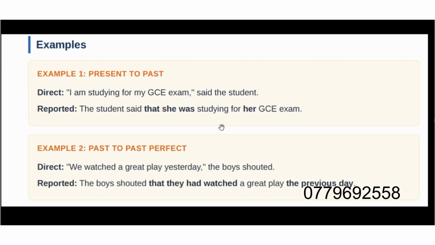So here are the examples. Here is what we were talking about. Example 1. Let's look at the present to past. A direct speech says, "I am studying for my GCE exam," said the student. Remember, this is a direct speech. In a direct speech, we said there are exact words in what? In quotation marks. Here are the quotation marks here.